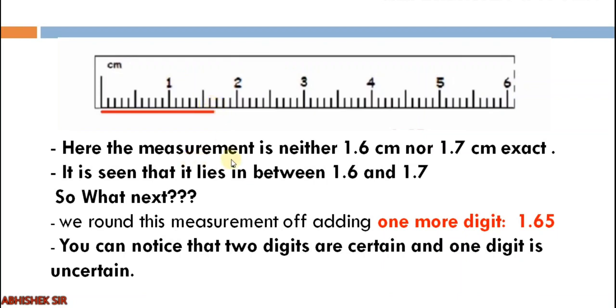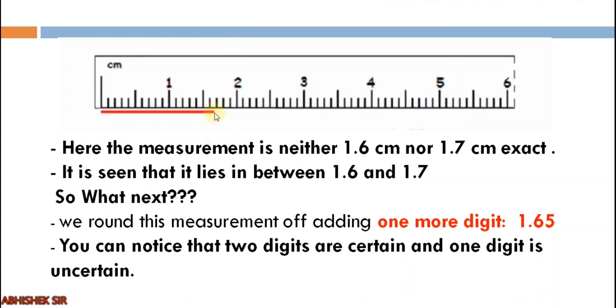So we can say that the measurement is neither exactly 1.6 nor 1.7, right? It is somewhat more than 1.6 but somewhat less than 1.7. Now this scale has the limitation to measure only up to either 1.6 or 1.7. Here the red line is in between 1.6 and 1.7. So now what to do? What we will do is round off this measurement by adding one more digit, right?